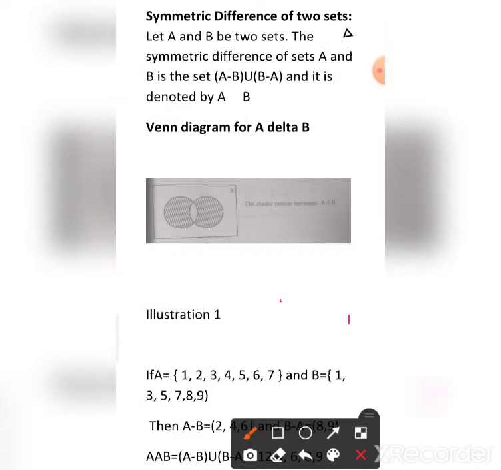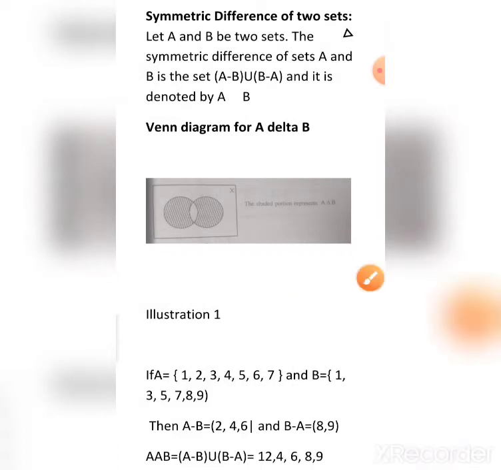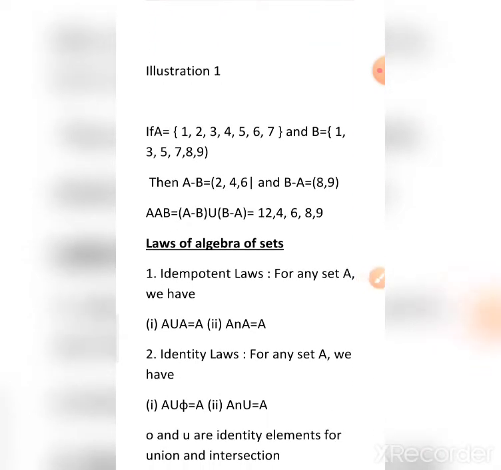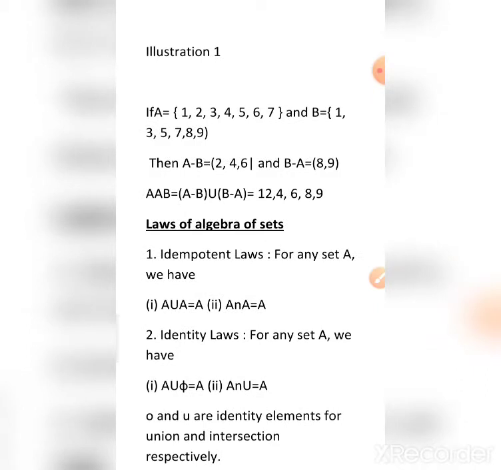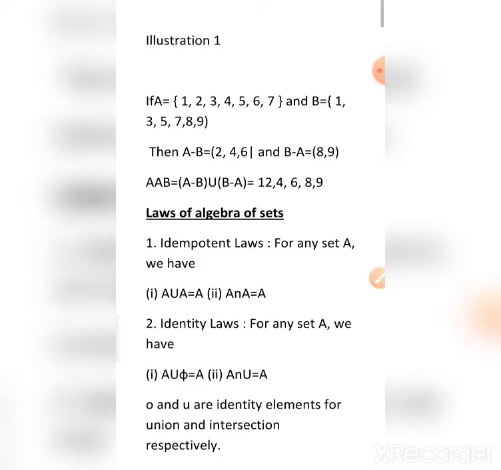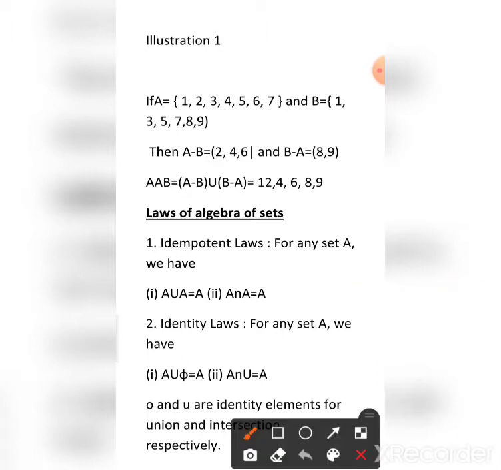Here is one example. If A is the set {1, 2, 3, 4, 5, 6, 7} and B is the set {1, 3, 5, 7, 8, 9}, then the symmetric difference, A delta B, can be written as A minus B union B minus A. A minus B means A intersection B complement, which is {2, 4, 6}. Also, B minus A is {8, 9}.